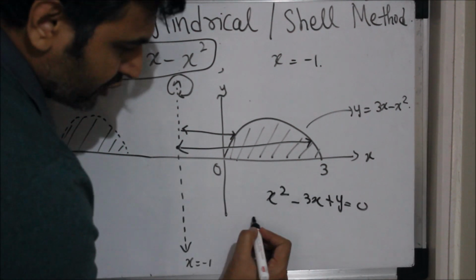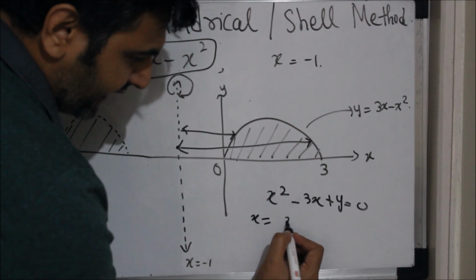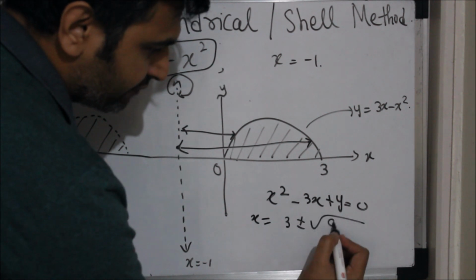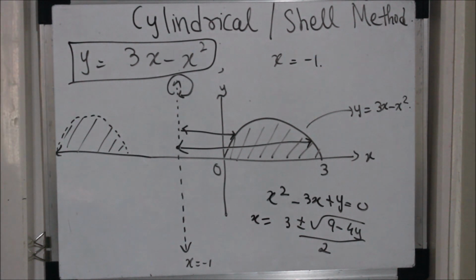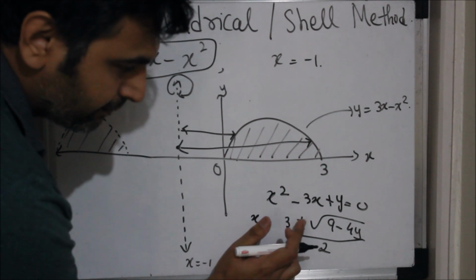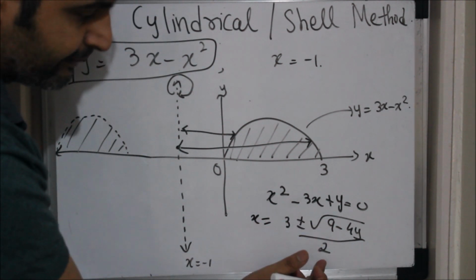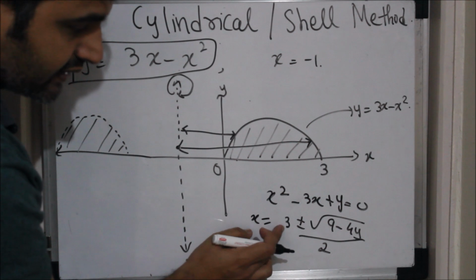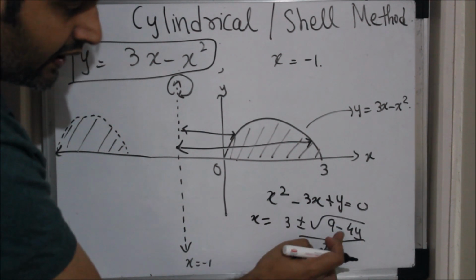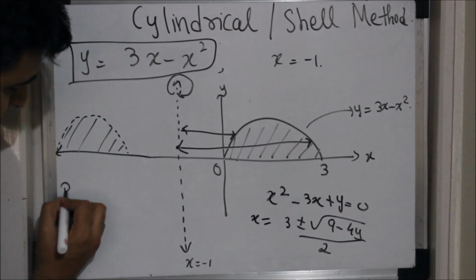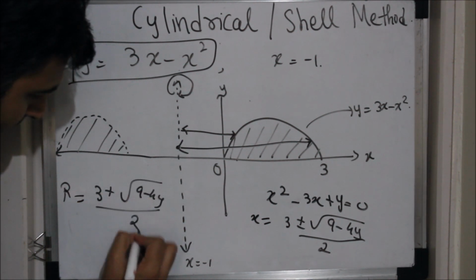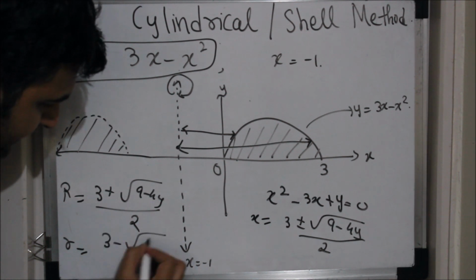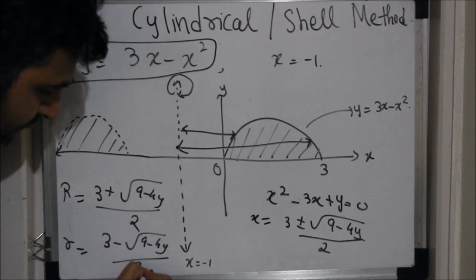If I treat y as a constant, this is a quadratic equation, so x equals minus b plus minus root of b square minus 4ac, upon twice a. This is the quadratic formula. So what do I get? The bigger radius is 3 plus square root of 9 minus 4y, upon 2. And the smaller radius is 3 minus square root of 9 minus 4y, upon 2.